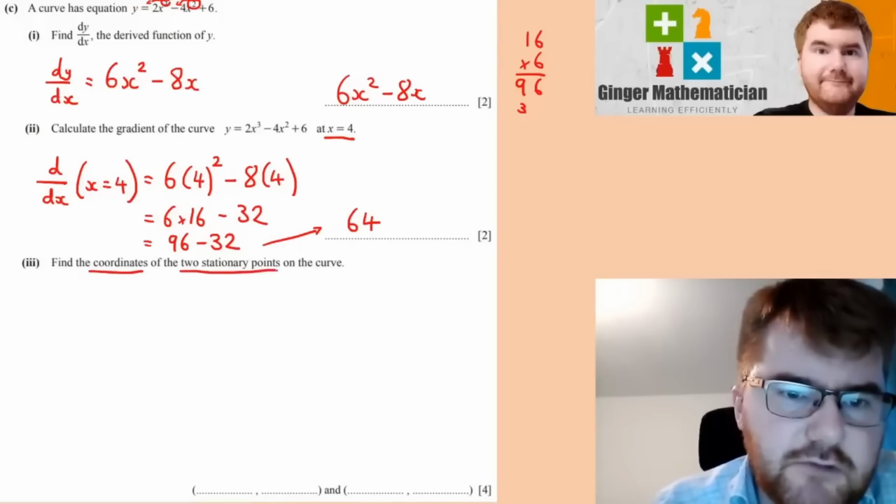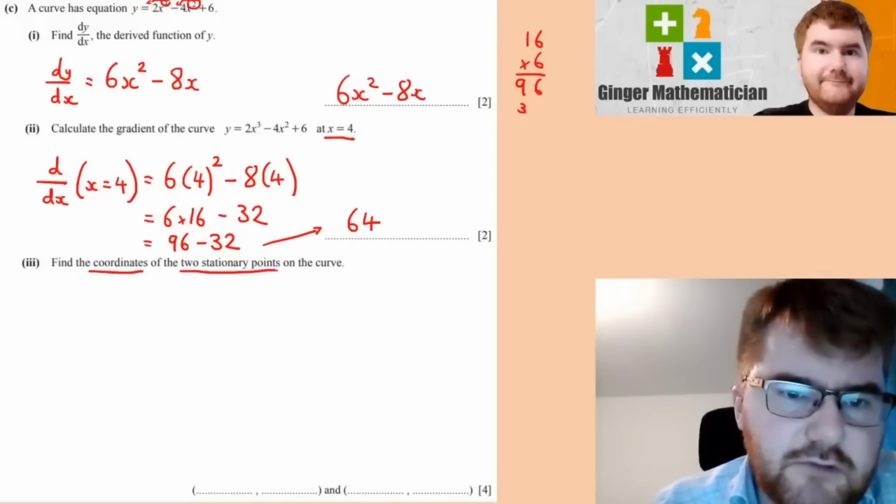So as soon as you see the phrase stationary point or turning point, you need to be thinking that the gradient function is equal to 0. Well, what does that mean? So we take our initial function here, our 6x squared minus 8x, and make it equal to 0. So you need to have good quadratic skills as well in order to be able to do these questions.